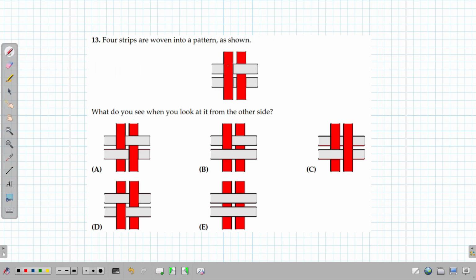The second thing, this red strip is above this gray strip, right? So when you look at it from behind, the gray strip will be above the red strip. So it would invert their position. So now that's done, let's start solving the question.